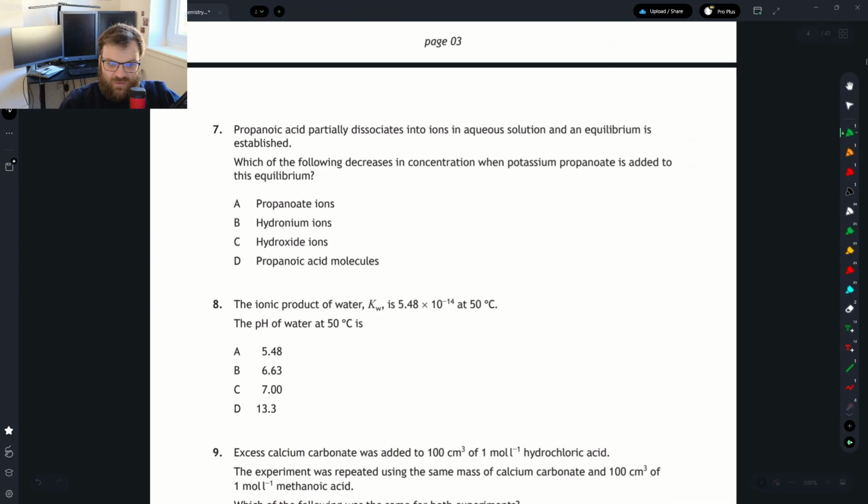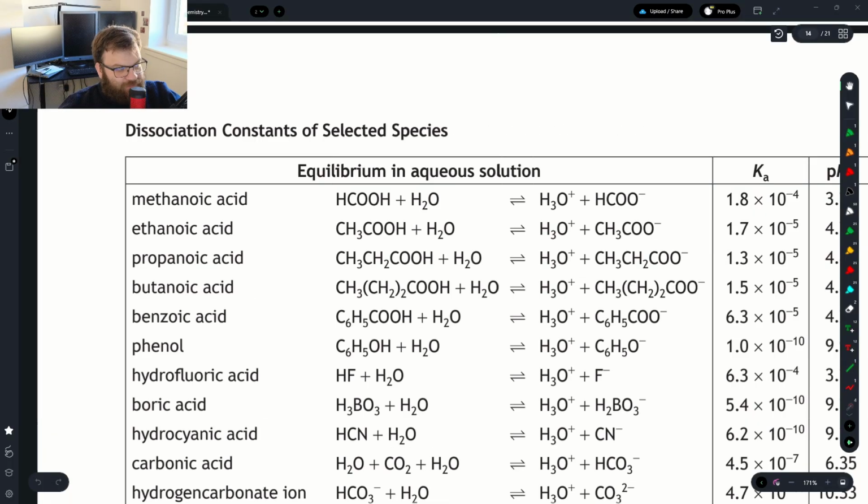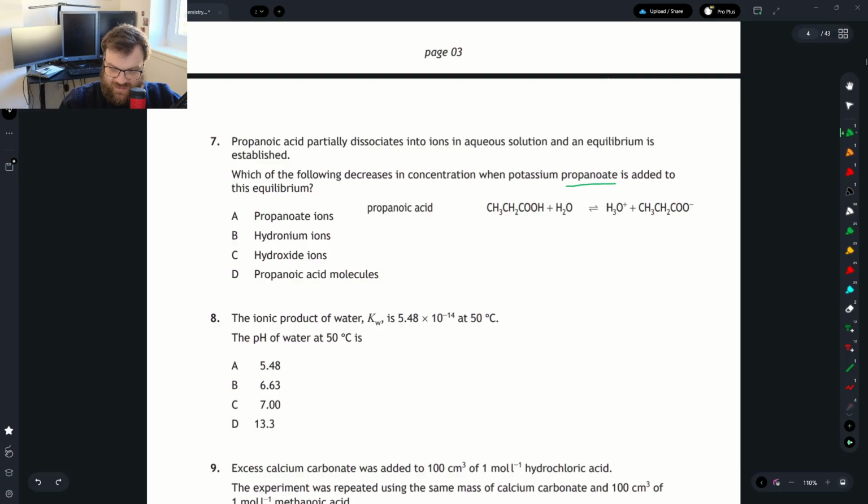Number 7, we're asked about propanoic acid. It dissociates into ions and an equilibrium is established. And page 14 of the data booklet will have that information for us. We're adding potassium propanoate, which means we're adding more onto our right hand side here, which would mean we're going to shift to the left hand side to use those up. Well, in this case here, we had added extra propanoate and we're bringing it back down to the normal value. It's not going to be that one.